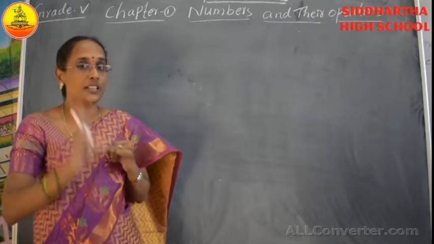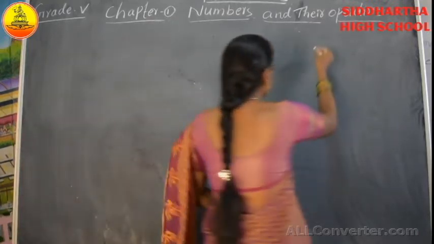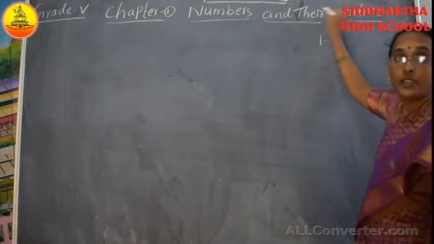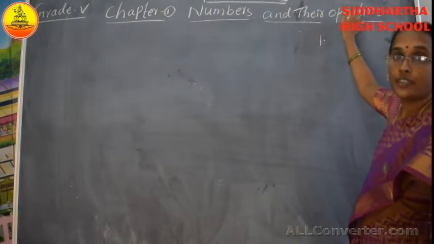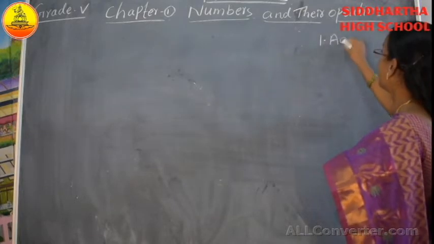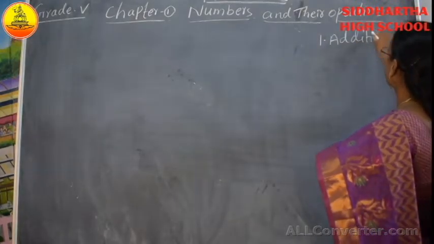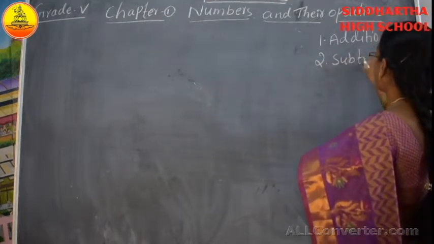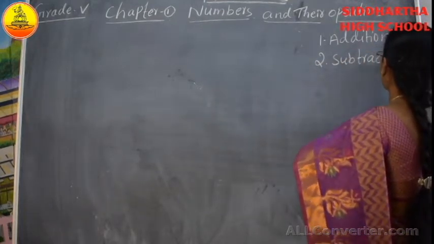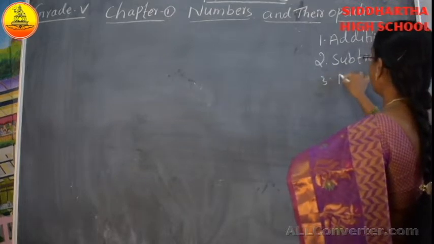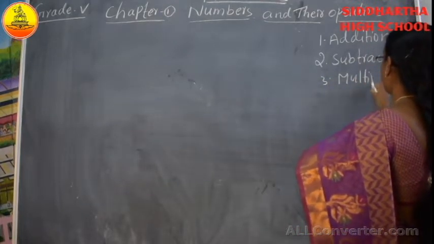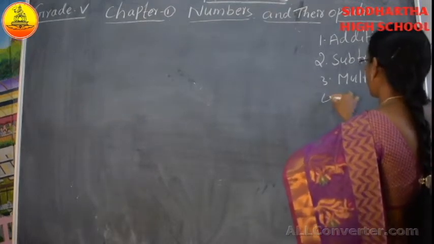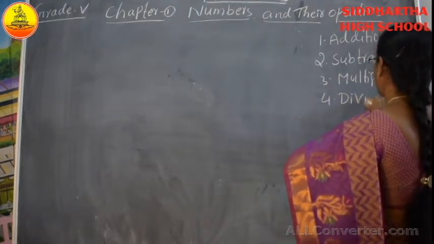Four operations are there. Numbers operations are 4. First one is the addition. Second one, subtraction. Third one, multiplication. Fourth one, division.